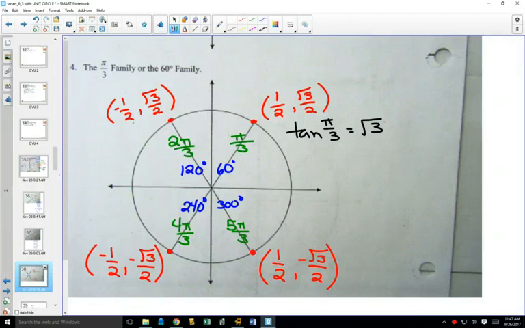You could also get that root 3 by dividing the sine by the cos, but then you'd have to remember, how do you divide a fraction by a fraction? You multiply by the reciprocal, and it will simplify to be root 3.